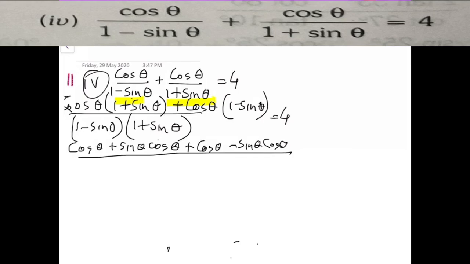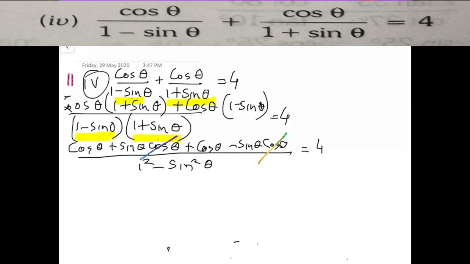Now it looks like the algebraic formula a minus b, a plus b. In the algebra expansion chapter in class 8 you learned that a minus b into a plus b is a square minus b square. So it becomes 1 square minus sin square theta, and on the other side you have 4. Now let me cancel: positive sin theta cos theta and negative sin theta cos theta get cancelled.